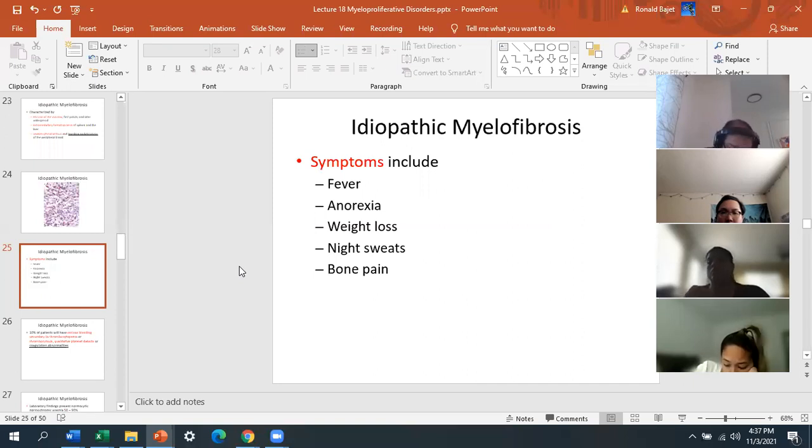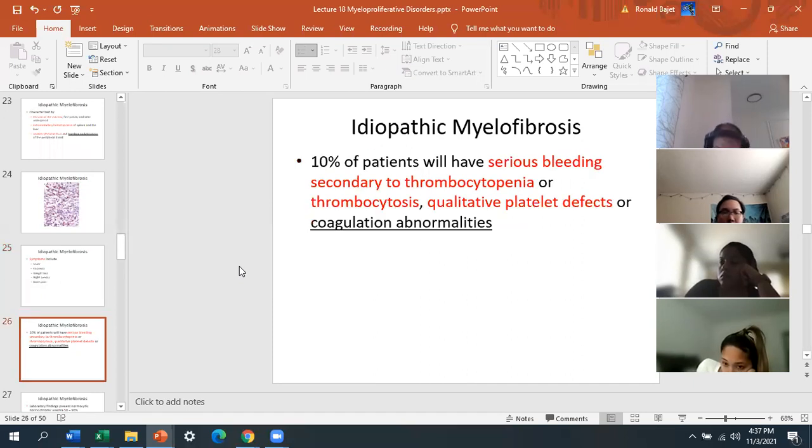Symptoms of idiopathic myelofibrosis: you have fever, anorexia, weight loss, night sweats, and bone pain. Ten percent of the patients will have serious bleeding. You would think that with all the platelets, you wouldn't have any bleeding problems, but these are abnormally functioning platelets. They don't function properly, so you'll have bleeding tendencies.